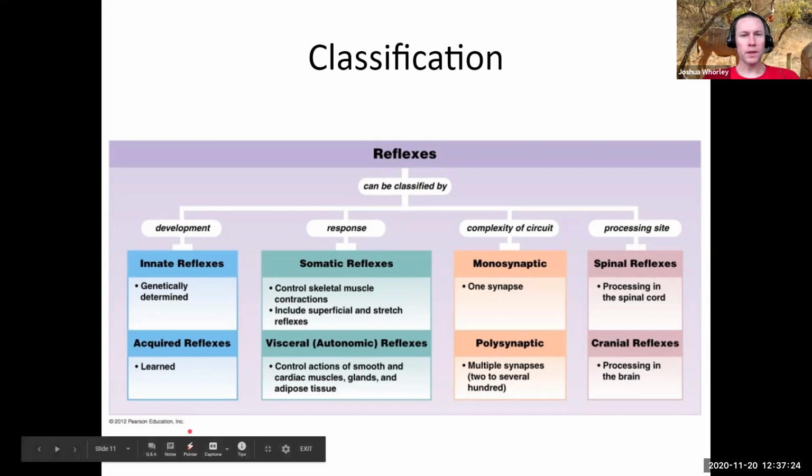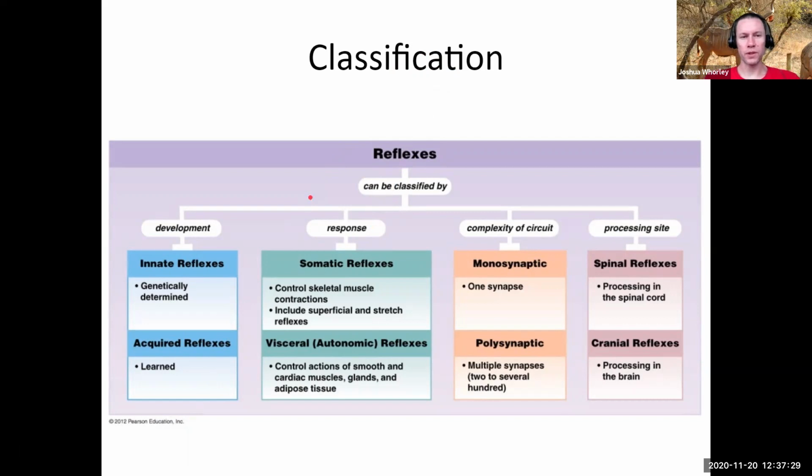Okay, so here we are just showing classification of reflexes. There are a variety of reflexes, and we can classify them in different ways. We're really only going to focus on those that are innate. So these are genetically determined, although we can improve certain reflexes like response reflexes. And we'll actually kind of do that in a lab example. We're just going to focus on those that are genetically determined. So they're innate reflexes.